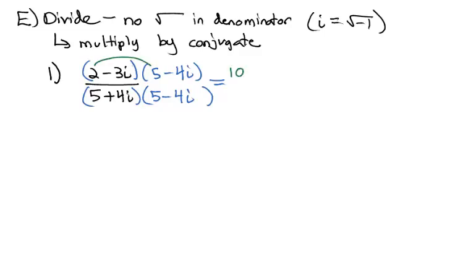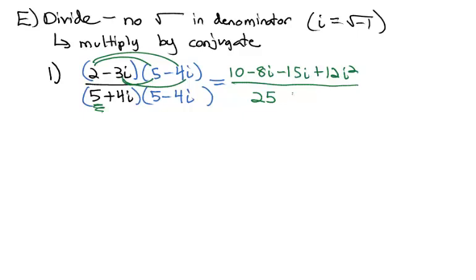2 times 5 is 10. 2 times negative 4i is negative 8i. Negative 3i times 5 is negative 15i. Negative 3i times negative 4i is positive 12i squared. All over. In the denominator, we're going to take our shortcut. We don't have to worry about the i's because we know we have to square both numbers and add. So 5 squared is 25. We know it's going to be a plus because they're complex conjugates. 4 squared is 16.